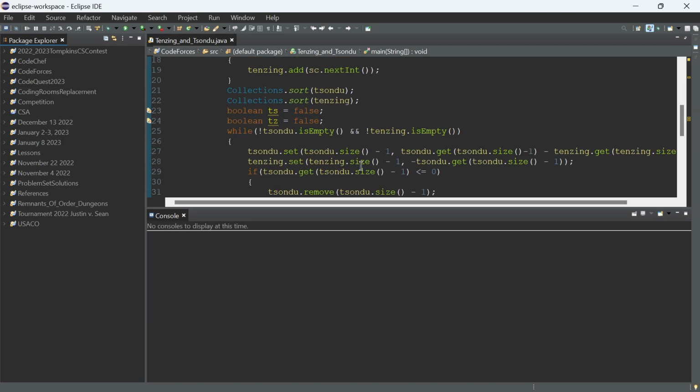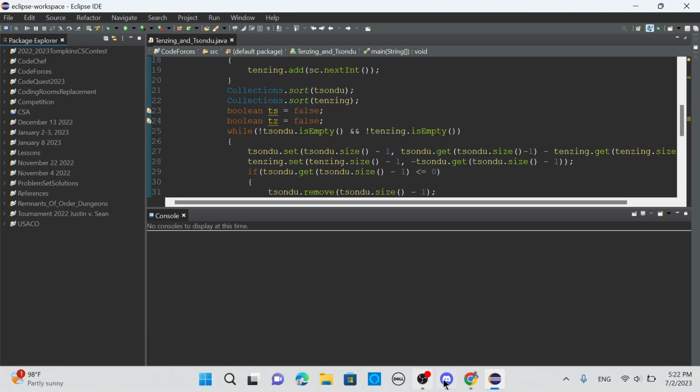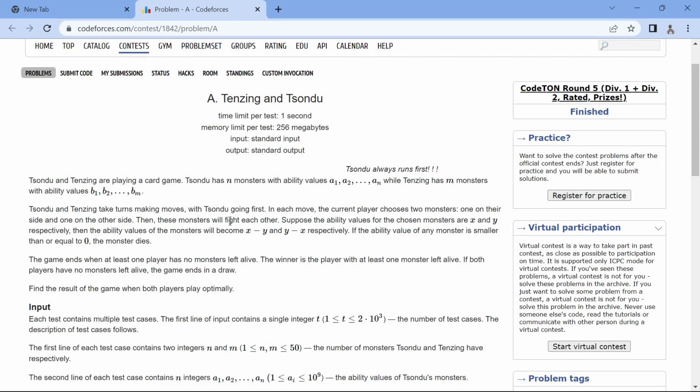Because if you think about it, the monsters are going to be X minus Y and Y minus X, so one of them is just the negative of the other. Intuitively, you would take your biggest monster and fight it against the biggest one that you can beat.